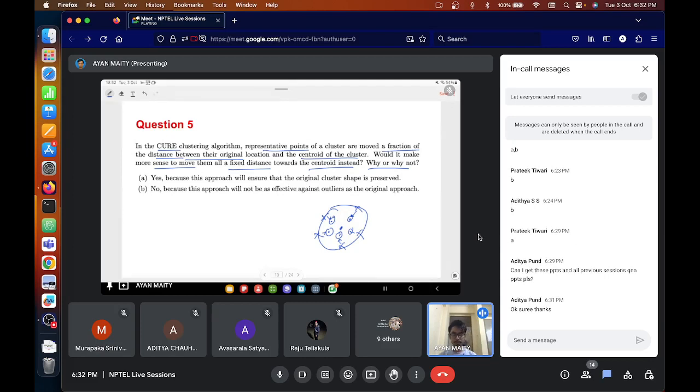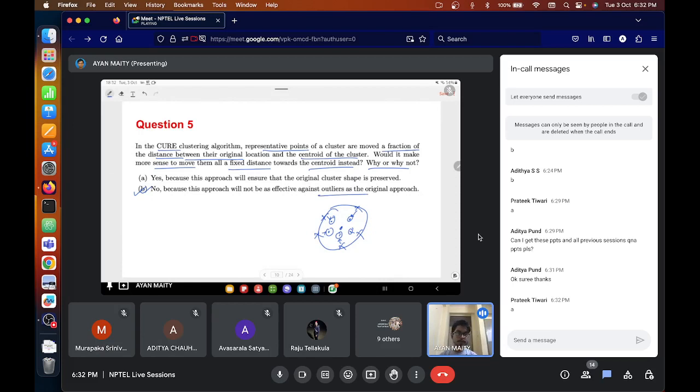I have not received any answer for this question yet. So the correct answer here is no, it would not be better than the fractional shrinkage. Fixed distance shrinkage is not better than the fractional shrinkage because the approach will not be effective against outliers.